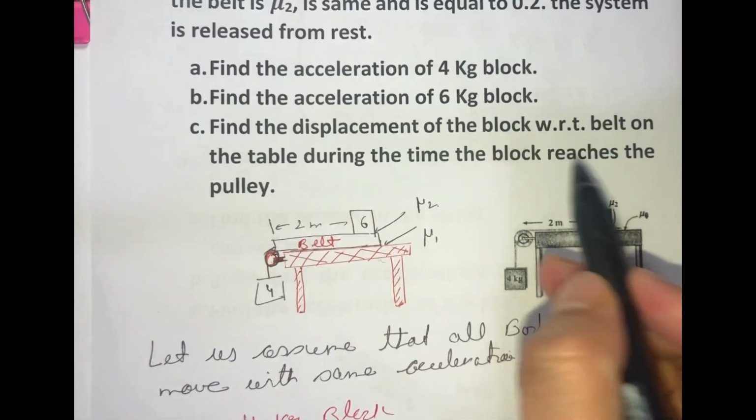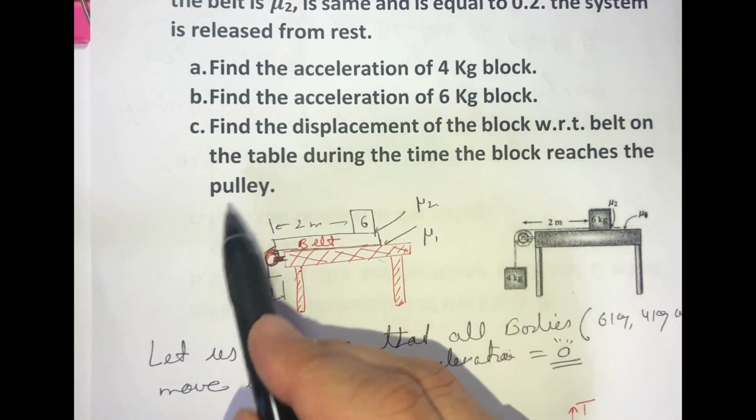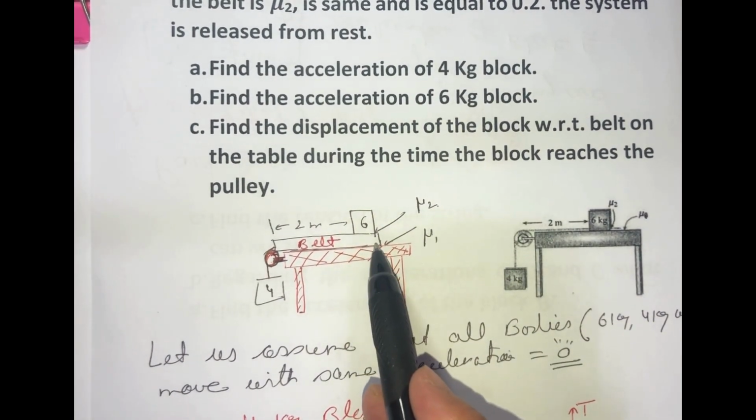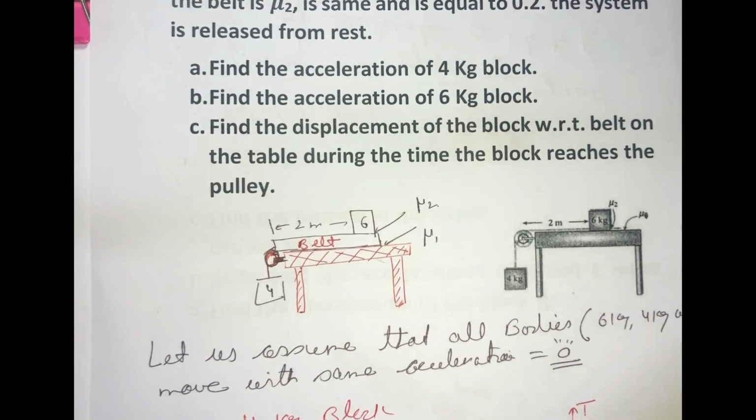And for the third part, we have to find out the displacement of the block with respect to the belt on the table during the time the block reaches the pulley. Okay, so the block reaches the pulley. Within that time, we have to find out what will be the displacement of that 6 kg block.